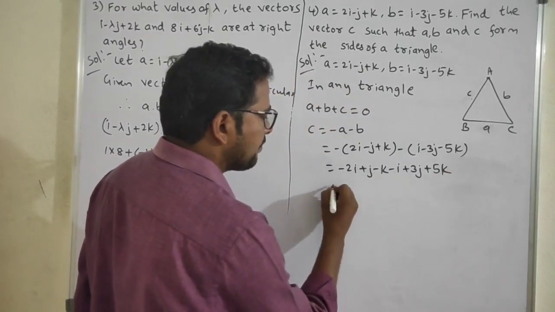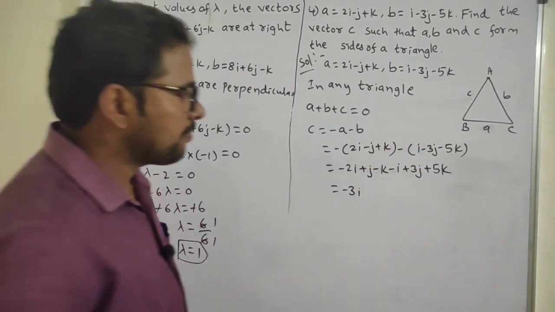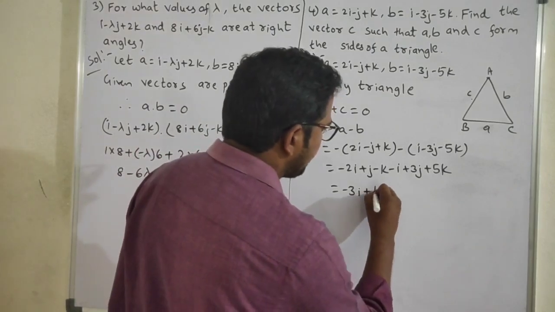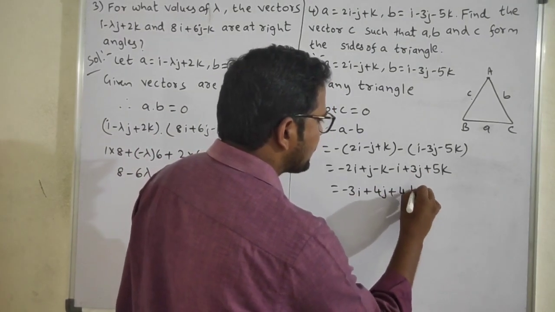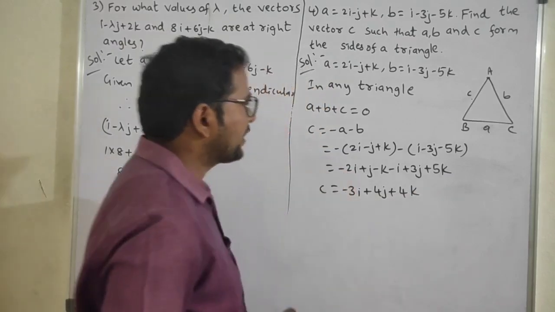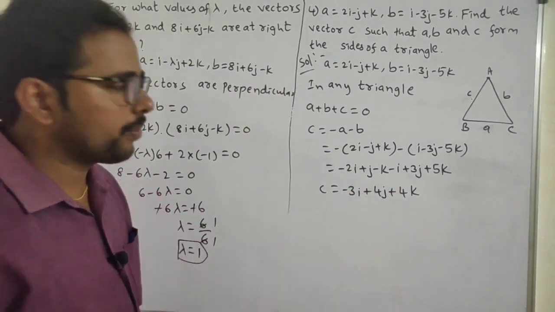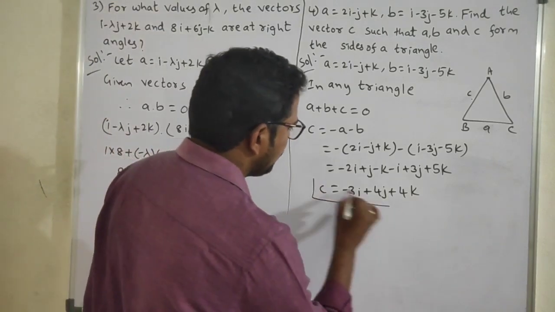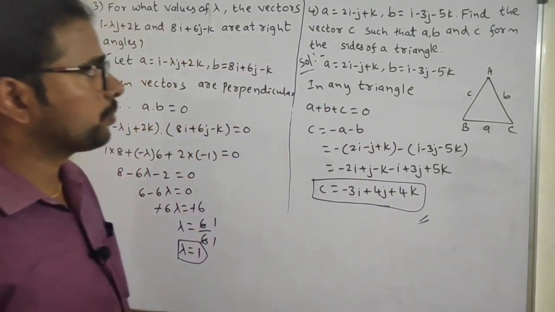Minus 2i minus i is minus 3i, j plus 3j is 4j, minus k plus 5k is 4k. This is vector C. Vector C is equal to minus 3i plus 4j plus 4k. This is the solution of the fourth question.